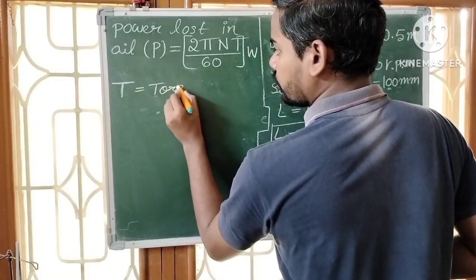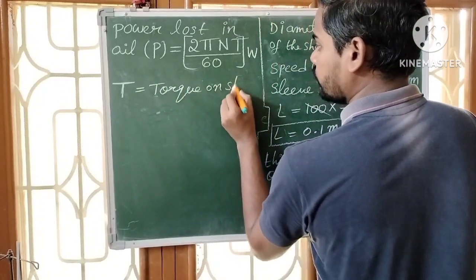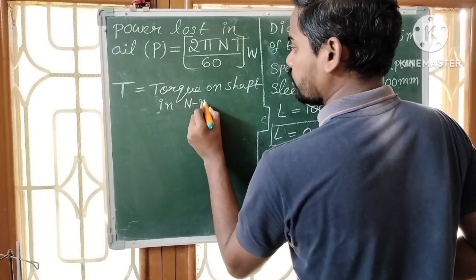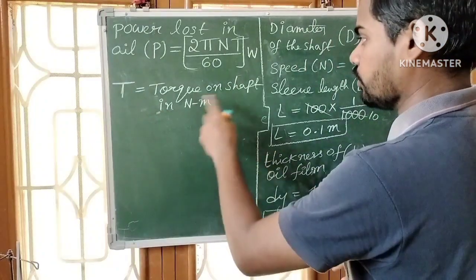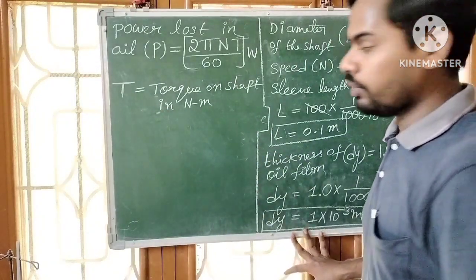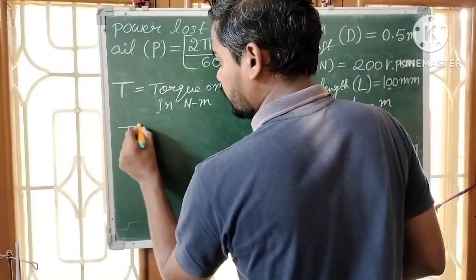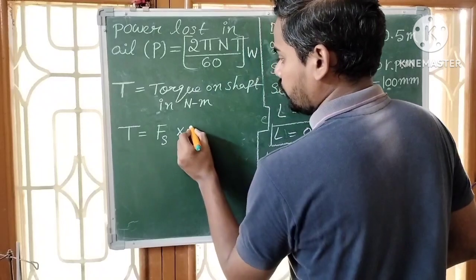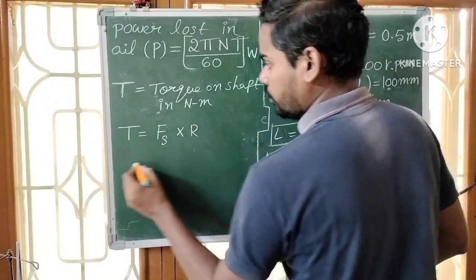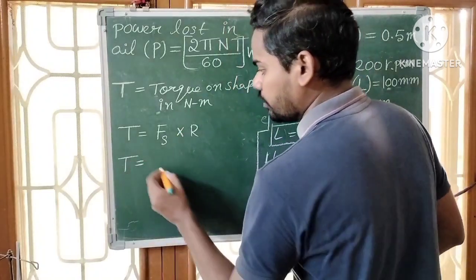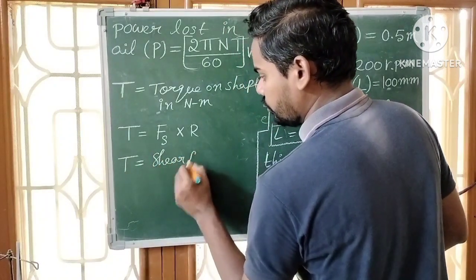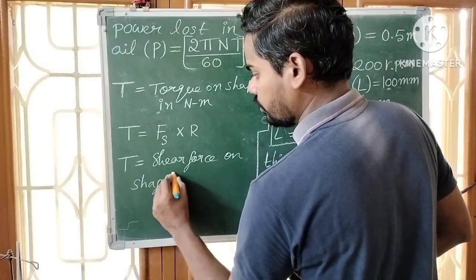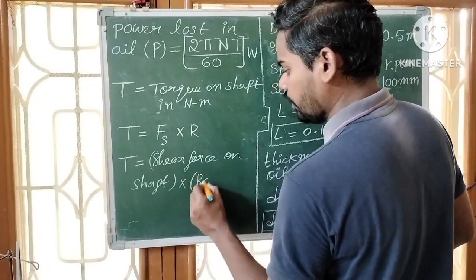torque on shaft, in Newton meters. Here T is the torque on shaft in Newton meters. So how do we get torque on shaft? T is equal to shear force on shaft into radius of the shaft. So torque on shaft, T is equal to shear force on shaft into radius of the shaft.